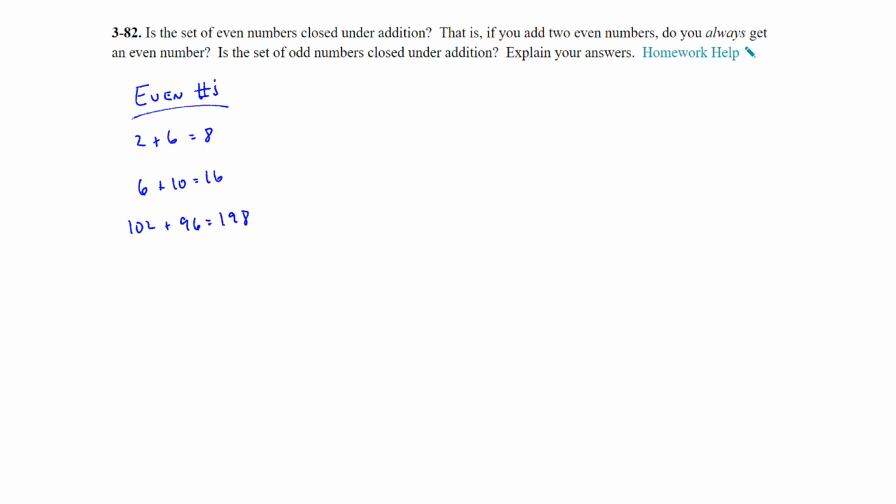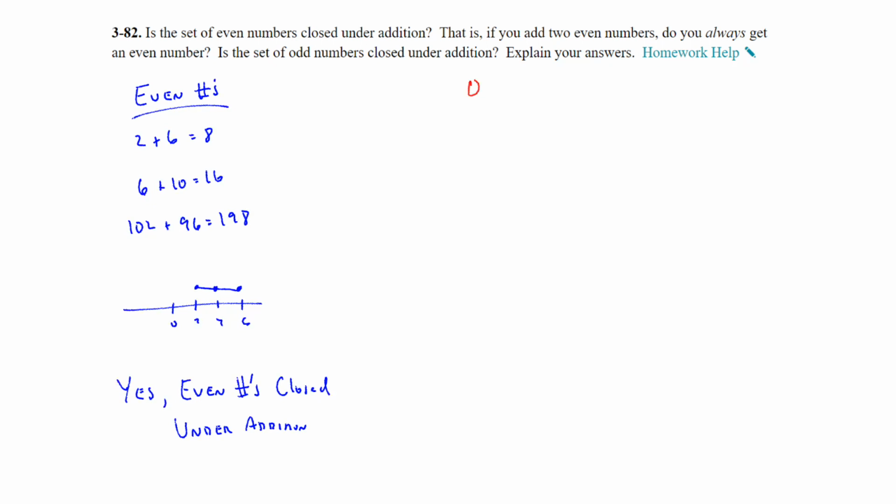So far it seems to be working. And as you think about that, if you start with an even number, and you're adding another even number to that, and even if you think about it on a number line, that might help as well. You're always going to add another even number. So if you start with an even and you add any multiple of 2, which is what all the even numbers are, you're always going to get to another even number. So yes, even numbers are closed under addition.